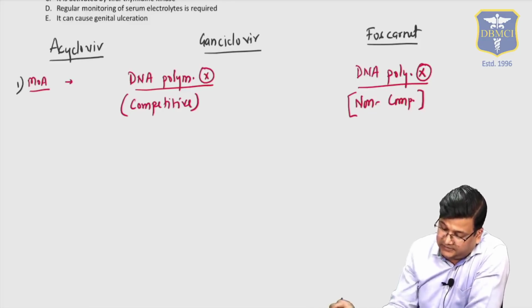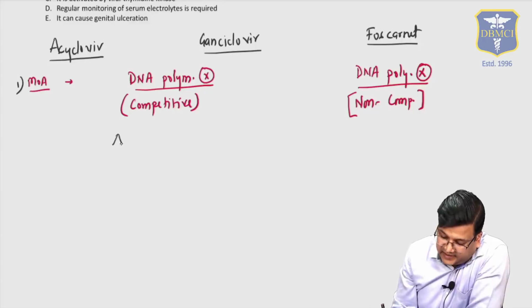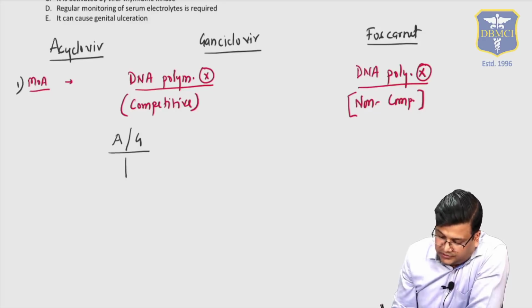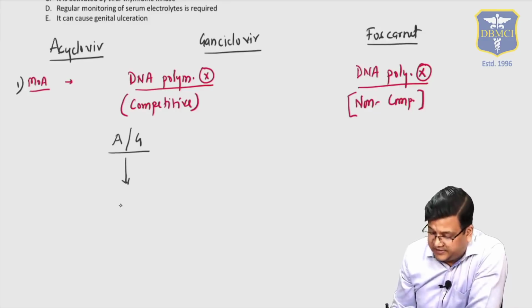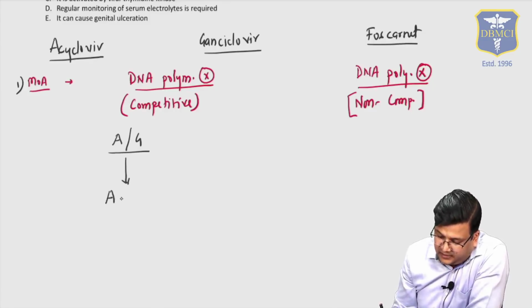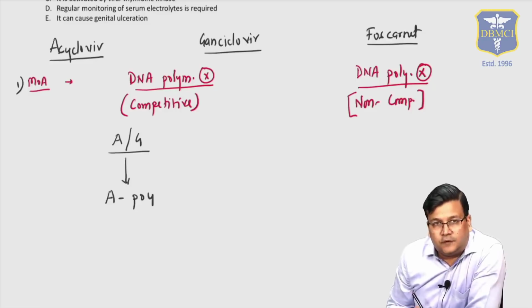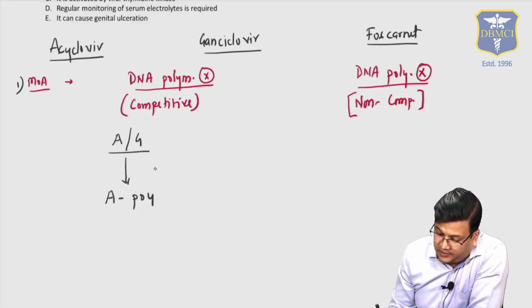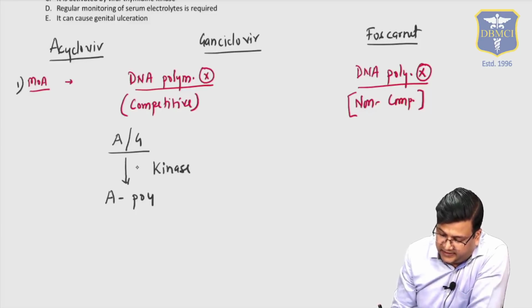So then we need to go into the details of the mechanism. Whether it is acyclovir or ganciclovir, once you give these drugs, they go inside the cell and they acquire a phosphate. They become monophosphate. Which enzyme causes phosphorylation? We know, a kinase. So they require a kinase, and that kinase is thymidine kinase.